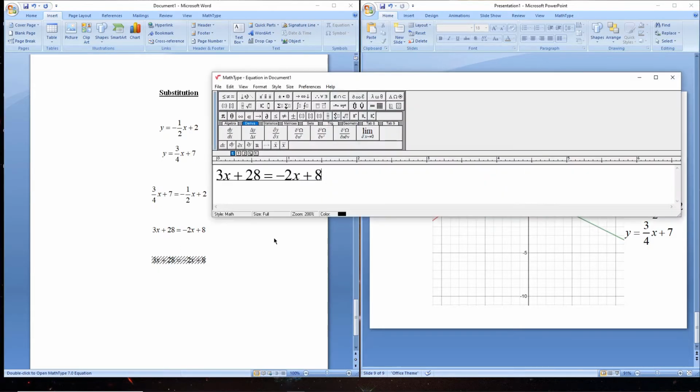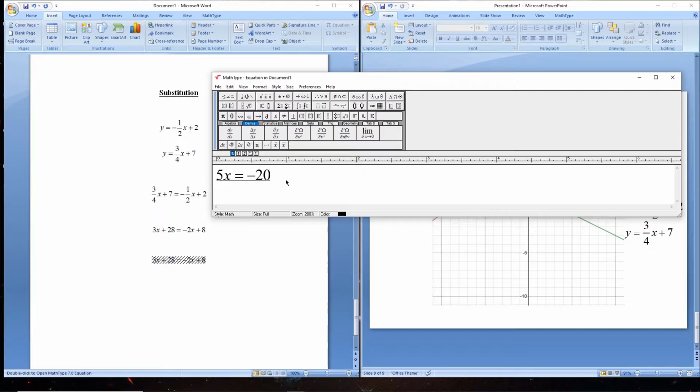And now we can go about and gather like terms. So let's add 2x to both sides. We'll have 5x on the left. And then subtract 28 from both sides. So on the right side we'd have a minus 28 plus 8 to get us a minus 20.